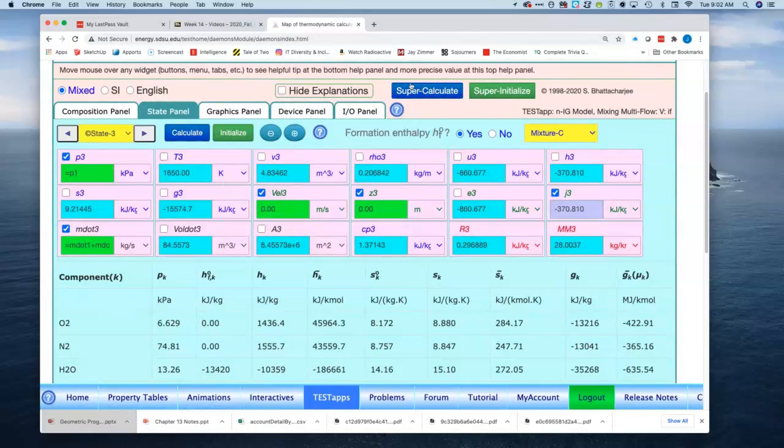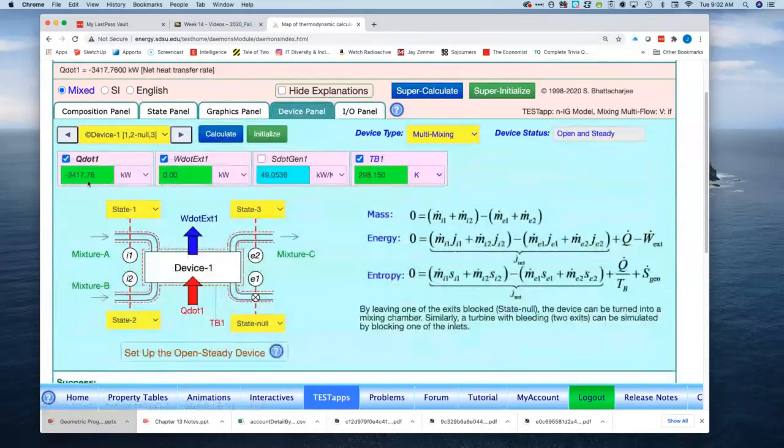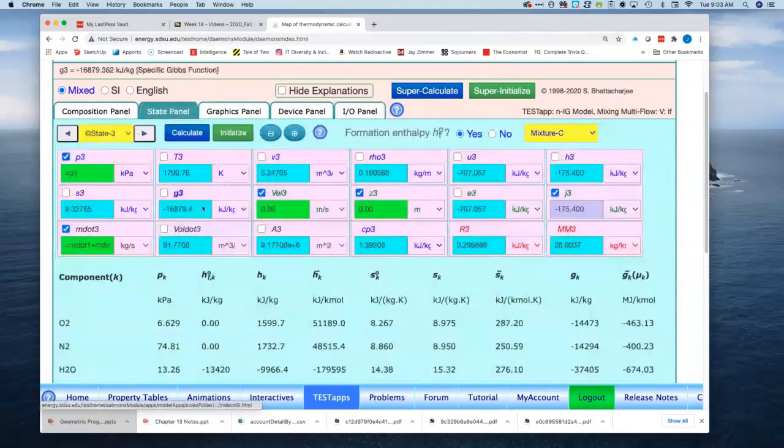Okay, hold on. I don't think, okay, it did not take that value for me. Okay, now let's try it. And we look at the state panel. Okay, so the answer is 1790.